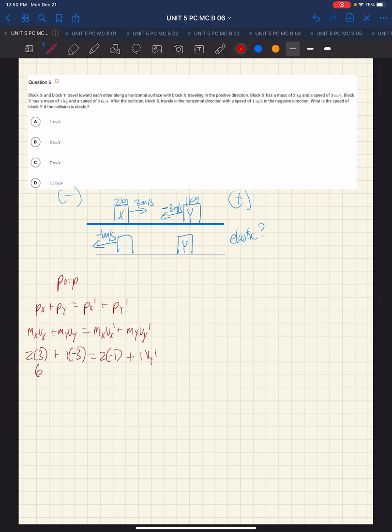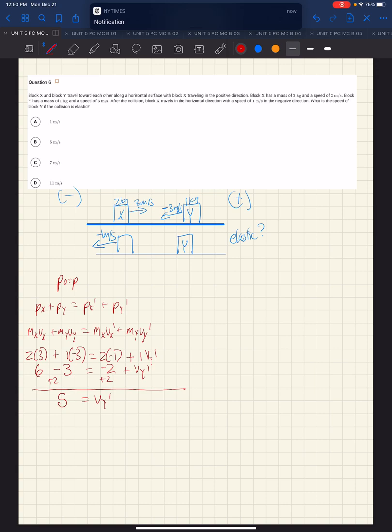So that gives us 6 minus 3 equals minus 2 plus Vy prime. We add 2 to both sides, and that gives us 5 on this side equals Vy prime. So we notice that's the choice that's available right there. It's unambiguous. There's not like 2 solutions or 2 roots or whatever. So the fact that this is elastic seems not to make any difference.